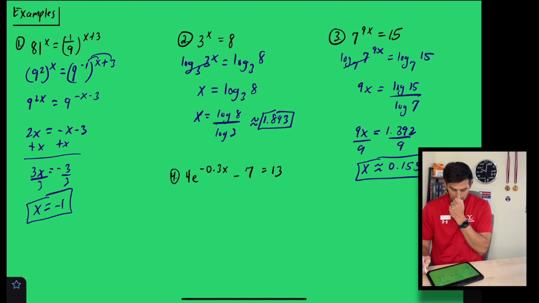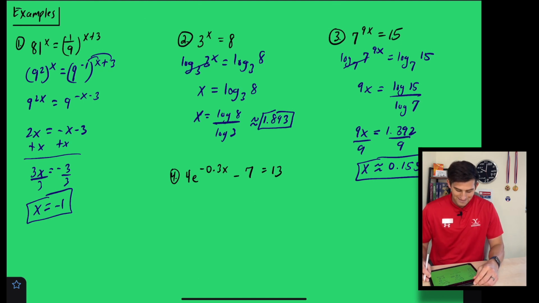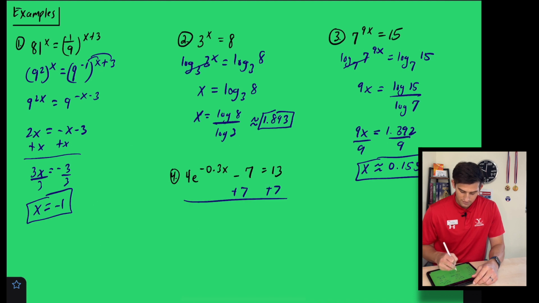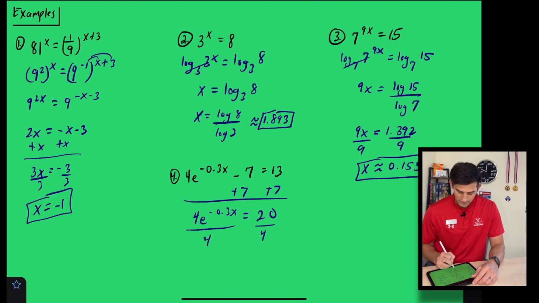All right, and our last one, number 4, we have 4 times e to the negative 0.3x, minus 7 equals 13. I'm going to clean this up a little bit. Let's do some inverse operations. We're going to add 7, so 4 times e to the negative 0.3x equals 20 now. And then let's divide both sides by 4. So now we have e to the negative 0.3x equals 5.